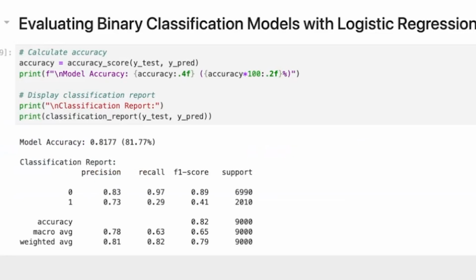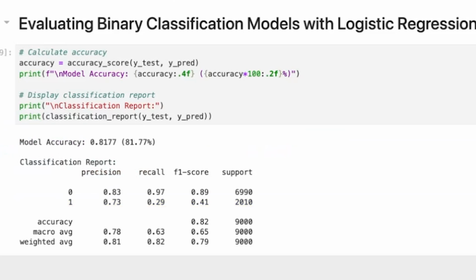The classification report shows metrics for each class. So for rejected loans, class 0, we have precision of 0.83, recall of 0.97, and an F1 score of 0.89. For approved loans, class 1, we have precision of 0.73, recall of 0.29, and an F1 score of 0.41.